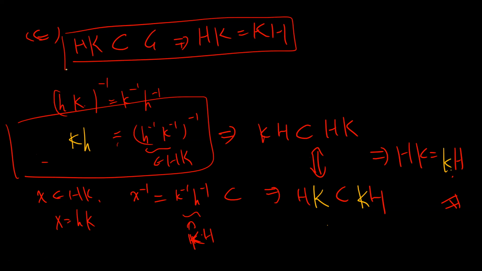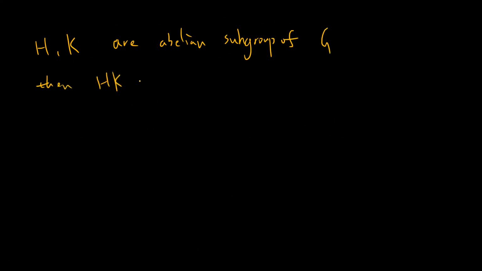Now a simple corollary: if H and K are subgroups of G, with G abelian, then HK is a subgroup. The reason is trivial, because in this case HK equals KH.